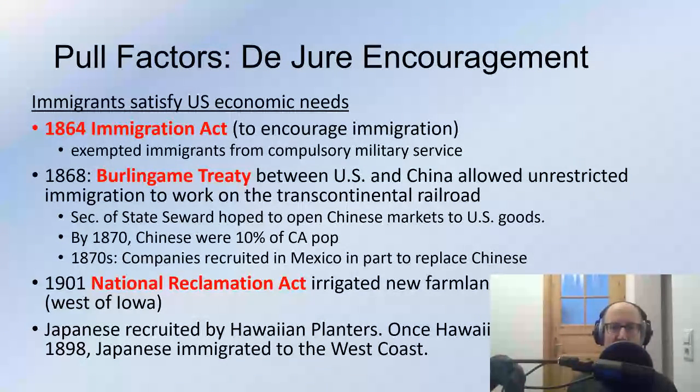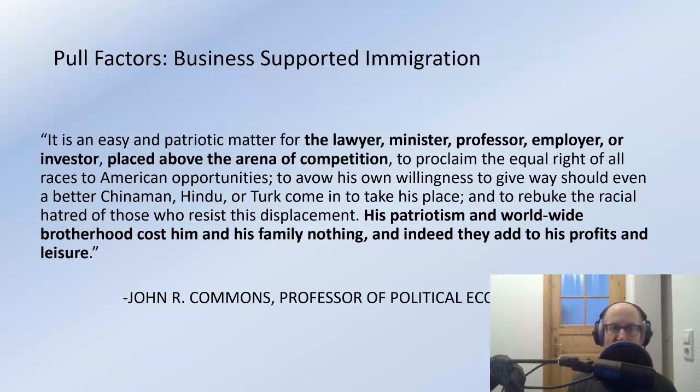And then also encouraging immigrants were Hawaiian planters who were recruiting Japanese people to come and tend to Hawaiian land. And then when Hawaii was annexed in 1898, those Japanese people who were working hard in Hawaii came to the west coast of the United States, mostly in California. And they worked hard there, set up lives. So you had laws that encouraged immigrants to come. You also have businesses which supported immigration.